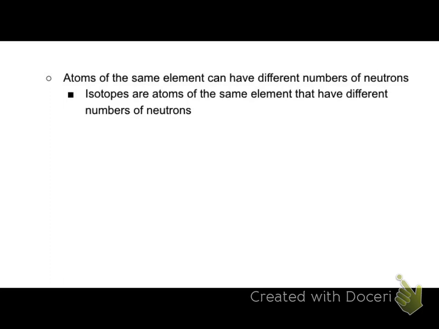When you have an atom that has more neutrons added to it, then you have what's called an isotope. So you can have an atom of helium that has 2 protons. You can't change the proton and still have helium, but you can add more neutrons or subtract more neutrons and still have an atom of helium. It will just have a different mass.